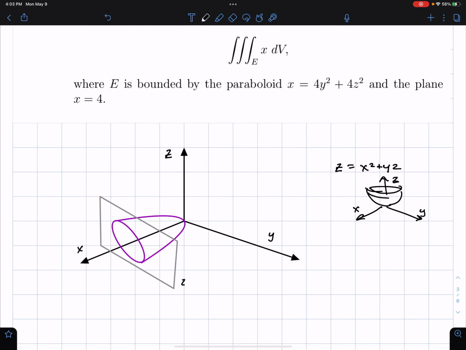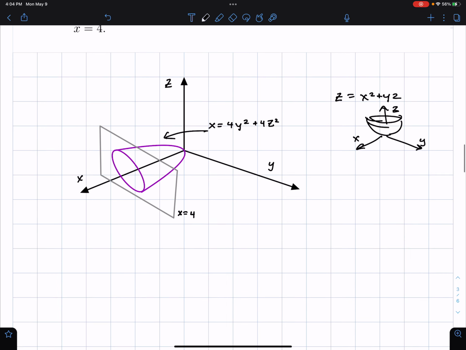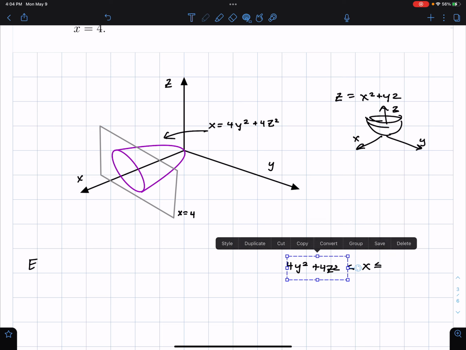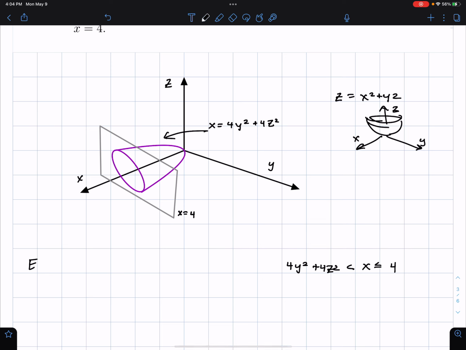This is x equals 4, and this right here is x equals 4y squared plus 4z squared. So for our region E, x is bounded below by 4y squared plus 4z squared, and x is bounded above by 4.